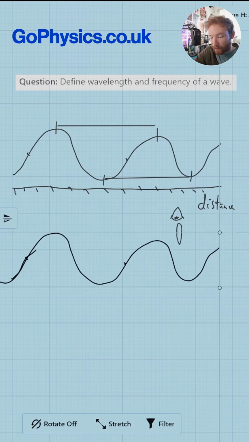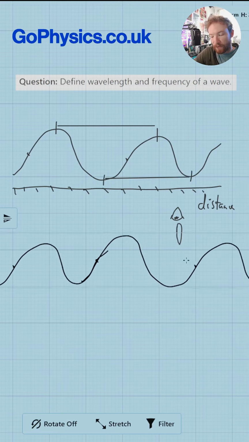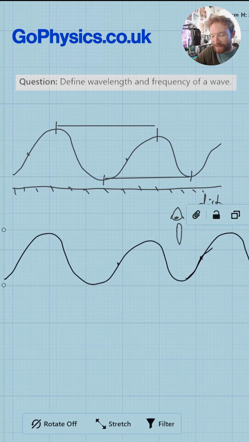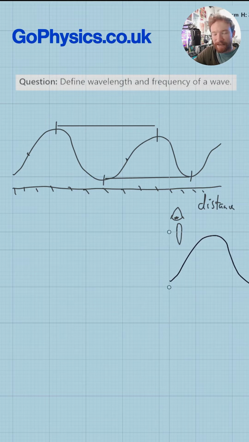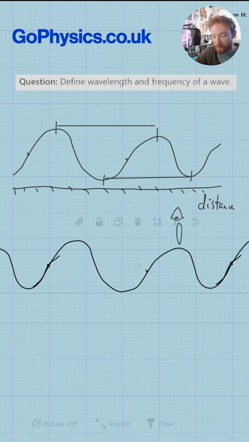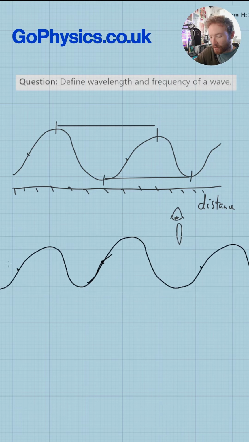So here we go. 1, 2, 3, 4, 5, 6, 7, 8, 9, 10. So how many times did the top of the wave go past that trigger point within those 10 seconds? Well, that would be 6 times according to this wave here, this example that I've got for us.